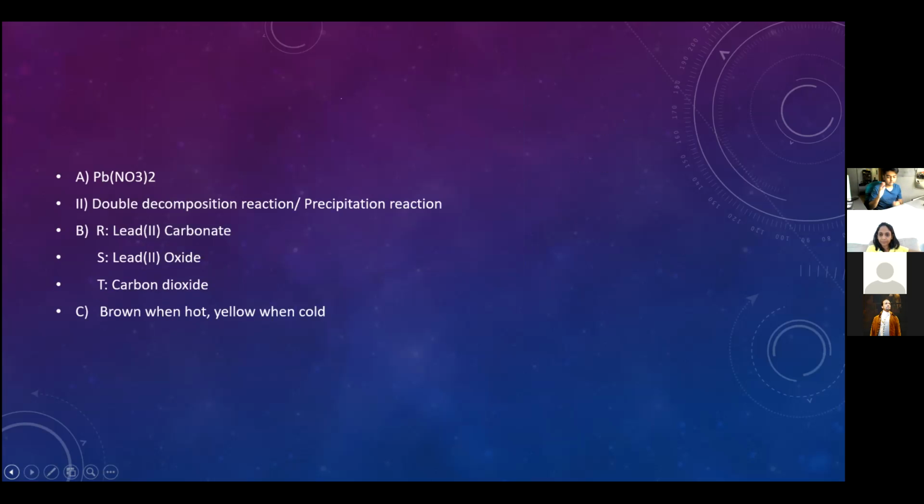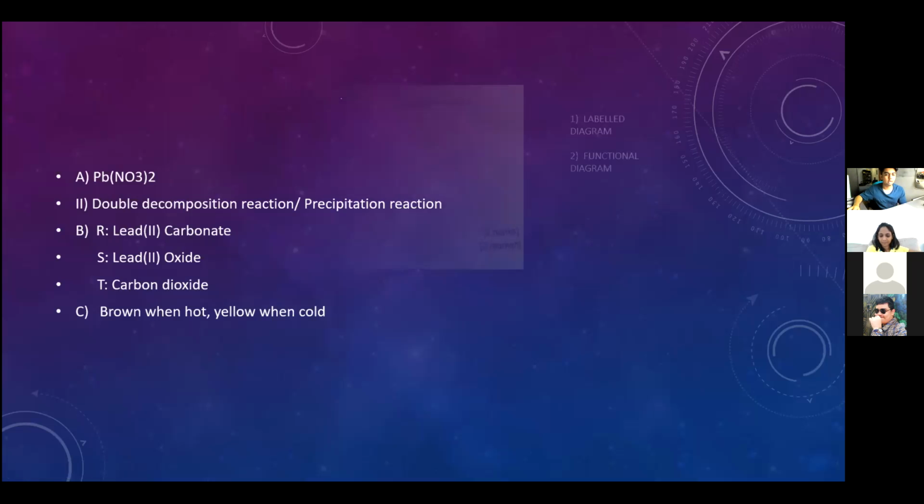Say the color of solid S. Solid S when hot is brown, because when lead oxide is heated, it's brown. When it's cold, it's yellow. Not black. Thank you, Halim. Both, your turn, do your work. Halim, can you help me with the quizzes? I'm going to send a link.